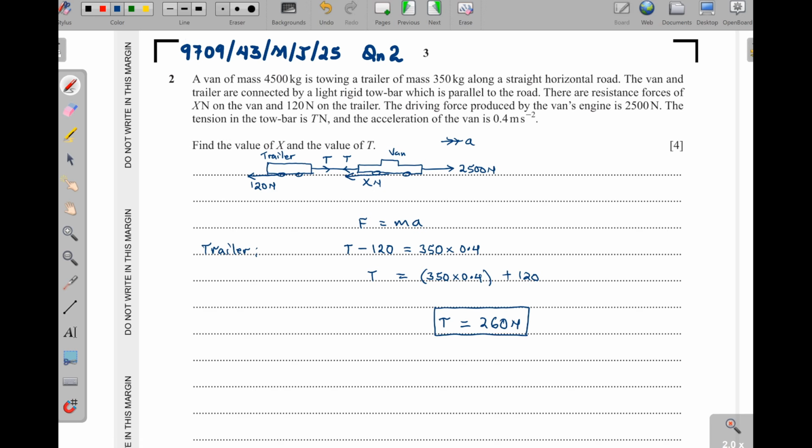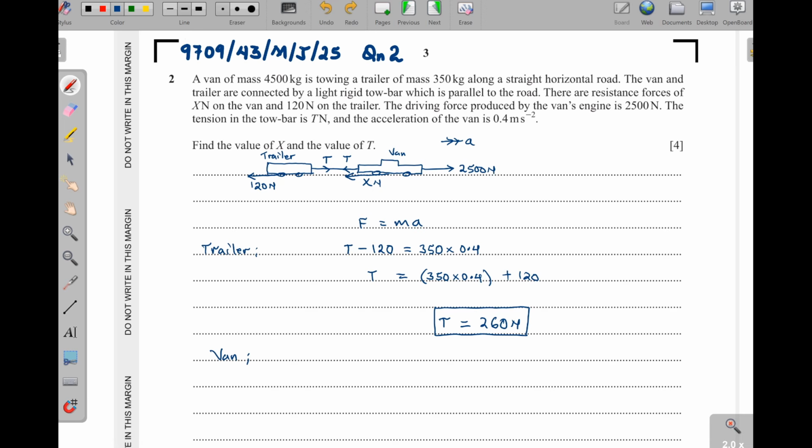Then next, I'll now look at the forces which are acting on the van. I'm still going to use F equals MA. Since it is going forward, that means this driving force is bigger than these two resisting forces.